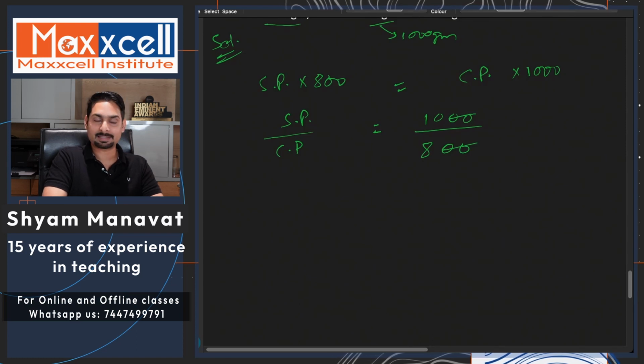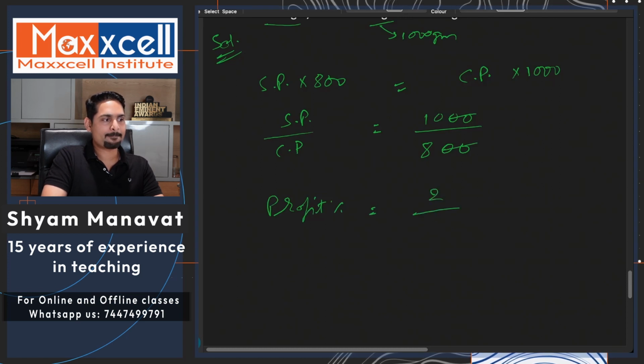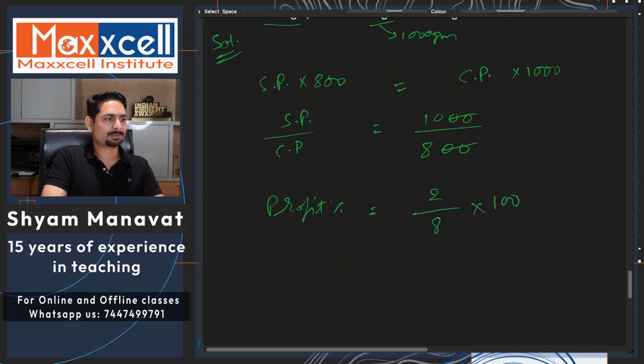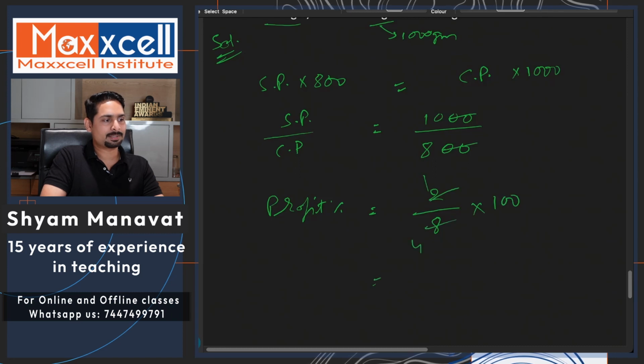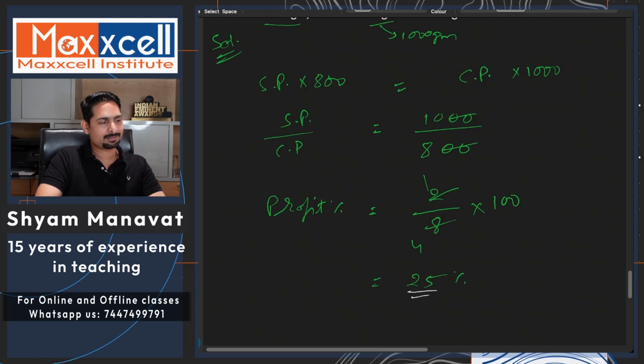So you can see there is a clear profit here because selling price is more. Let's find the profit percentage. Okay, so profit is what? 2 over cost price, 8 into 100. So this is 1 by 4. This will get you 25% profit. Yes. Okay.